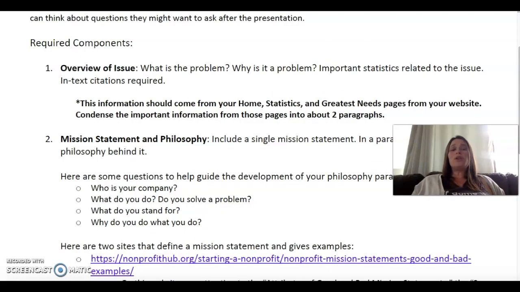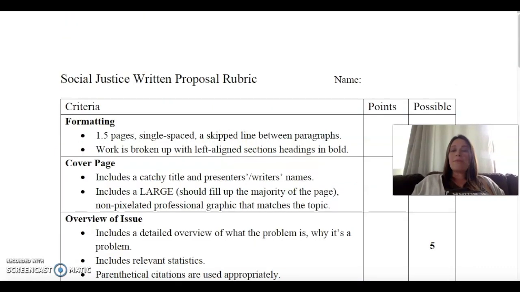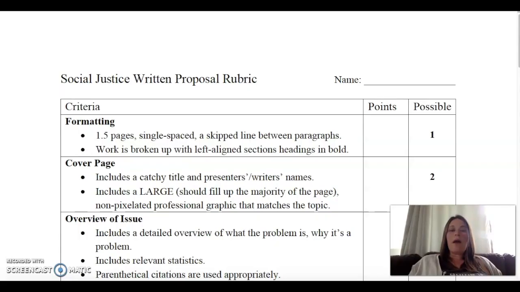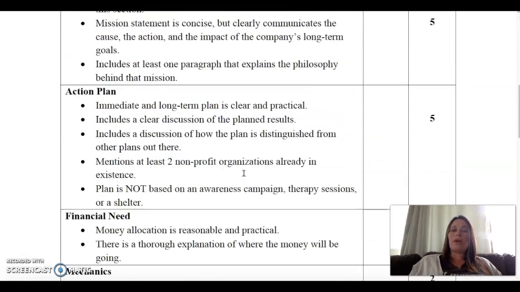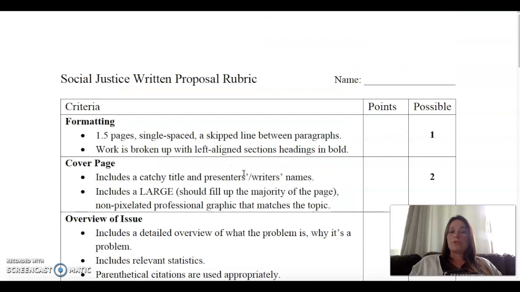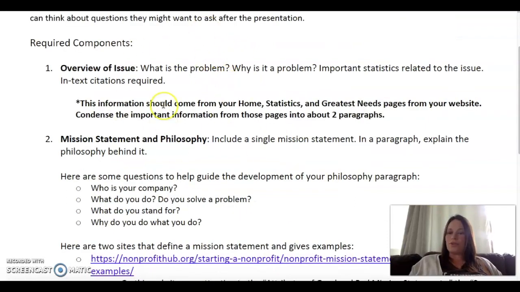You were also asked to open up the proposal paper rubric. I am not going to go over that with you, but just be aware that it exists because this is how I will be grading your proposal paper. So I highly recommend that you take a look at it. All right, but essentially it really just says everything I've just been talking about on the overview document. Okay.